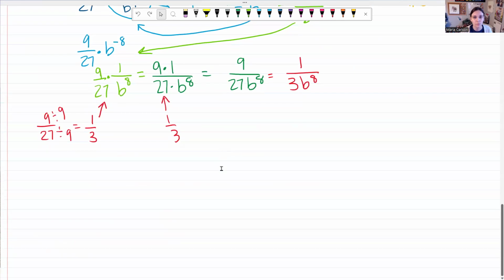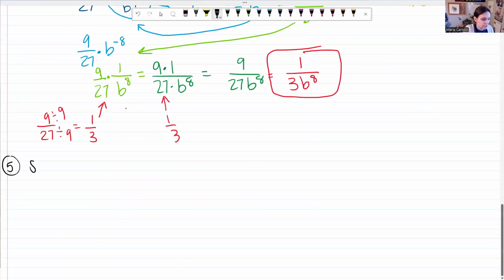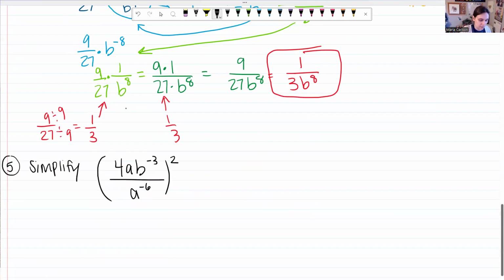All right, I want to do one more. So this is our final answer here for that one. Number 5, we are going to simplify 4ab to the negative 3rd power over a to the negative 6th, all raised to the 2nd power.